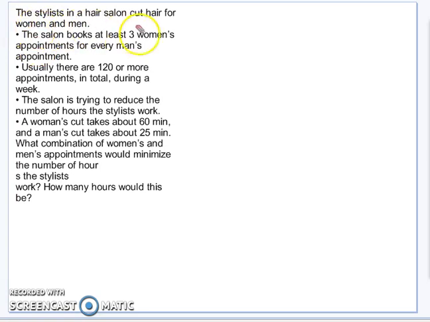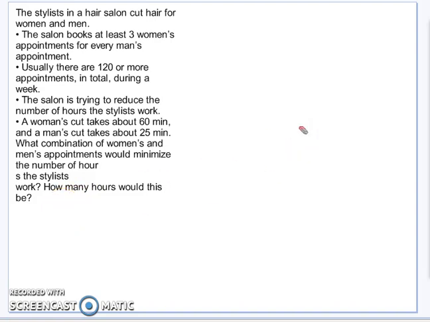This one says, the stylist at a hair salon cuts for both men and women. The salon books 3 appointments for women to every man's appointment, at least. So there's a lot more women going to this than men. And usually there's 120 more appointments in any given week. The salon is trying to minimize the number of hours that stylists work, and a woman's cut takes 60 minutes and a man's cut takes 25 minutes. So we're looking for the combination that will optimize the minimum number of stylists working. And how many hours would this be?